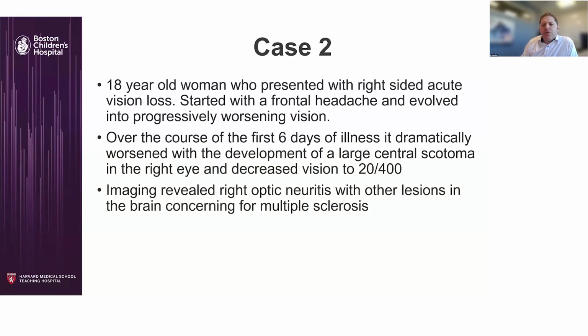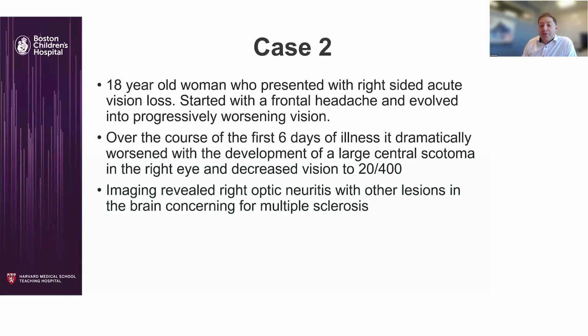This was an 18-year-old woman who presented with right-sided acute vision loss. It started with a frontal headache and evolved into progressively worsening vision. It's really important, when you're dealing with children, and I know she's 18, so she's an adult, but when you're dealing with children, a lot of times when they have pain with eye movements, they'll actually report a headache because they can't distinguish between the two.